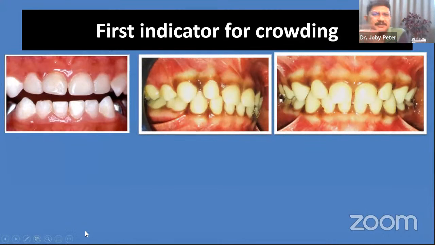Now, what about this picture? Can you see the difference in this picture? There are spaces. It is inevitable that primary dentition should have spaces. That is mandatory, that primary dentition should have spaces. That's an investment done there.